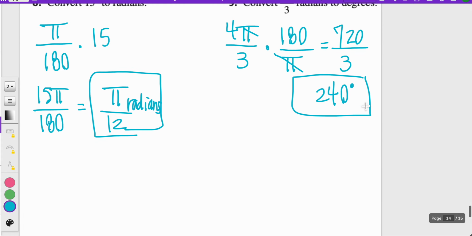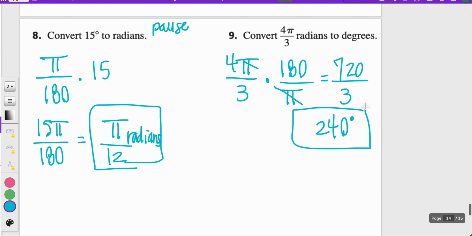Okay, that'll conclude our lesson today on 11.1 circumference and arc length, especially with converting radians and degrees.